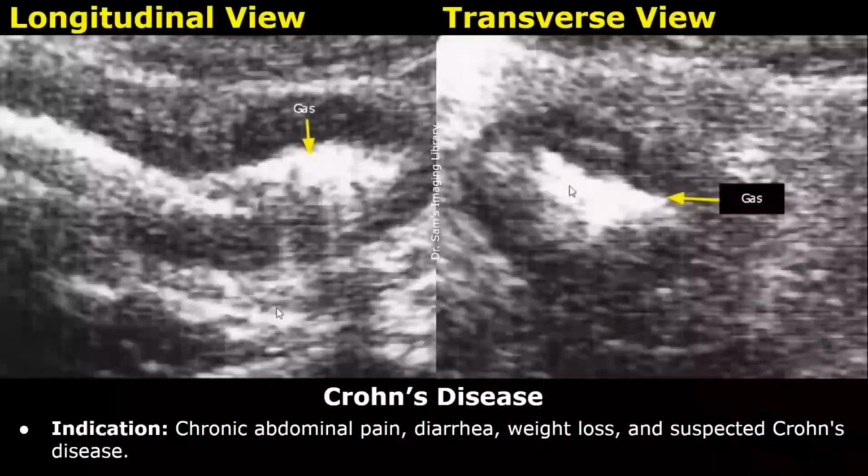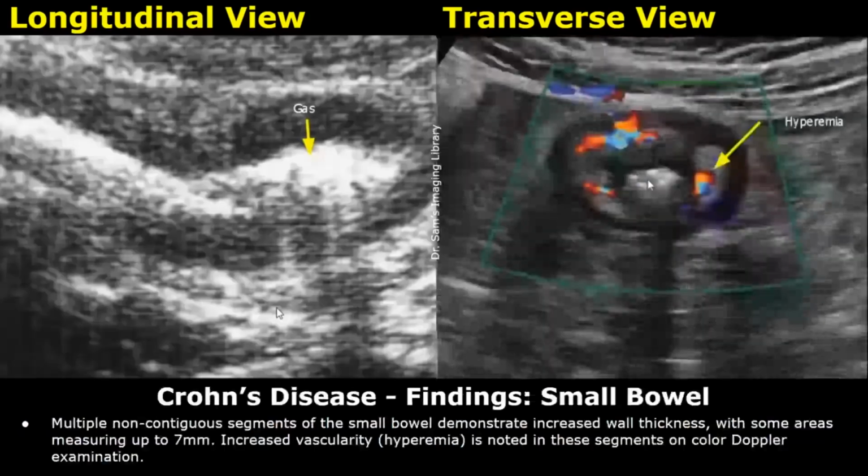Here is a report of Crohn's disease. Indication is chronic abdominal pain, diarrhea, weight loss, and suspected Crohn's disease. These are the findings. Multiple non-contiguous segments of the small bowel demonstrate increased wall thickness, with some areas measuring up to 7 mm. Increased vascularity, hyperemia, is noted in these segments on color Doppler examination.